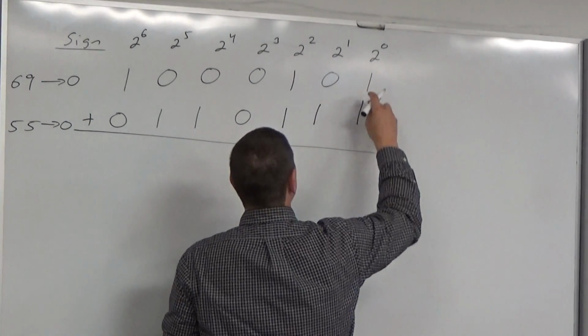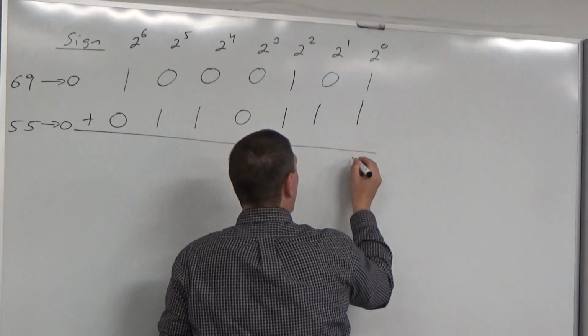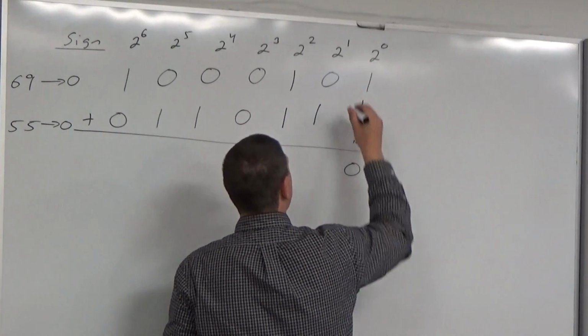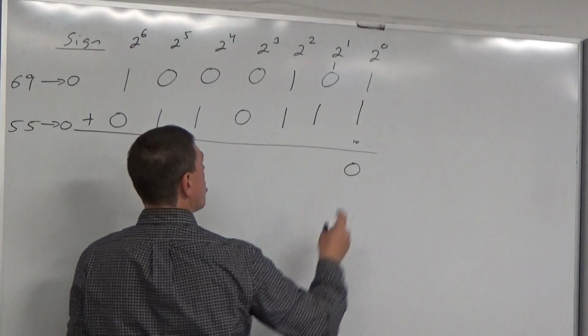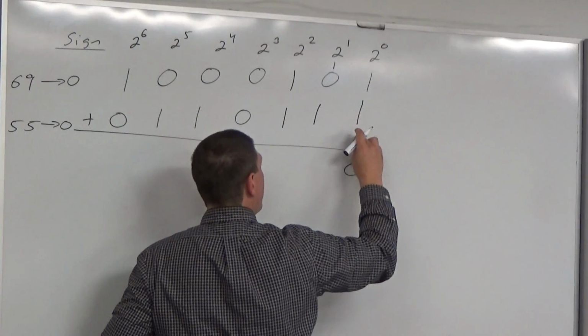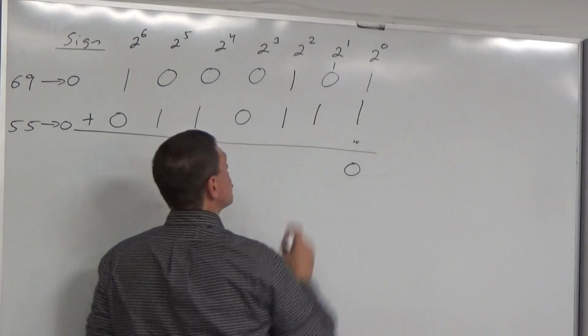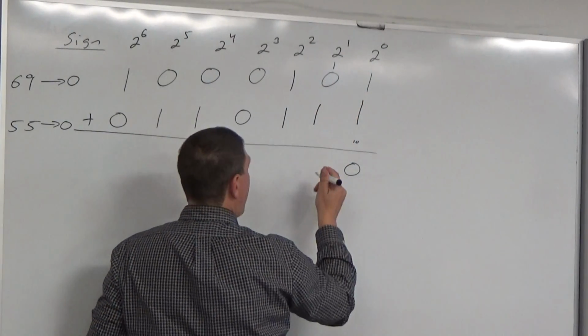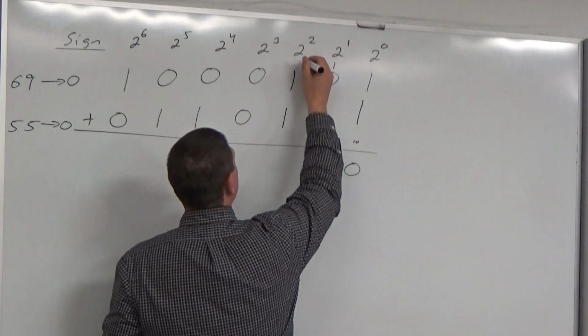1 plus 1 is 10, but I don't want to write a 10 here. What I'm going to do is, 1 plus 1 is 10. See what I did there, guys? I know it's 10. I put the 0 down here, and the carry is a 1. Then 1 plus 0 plus 1. I can't have 2, I have 10.